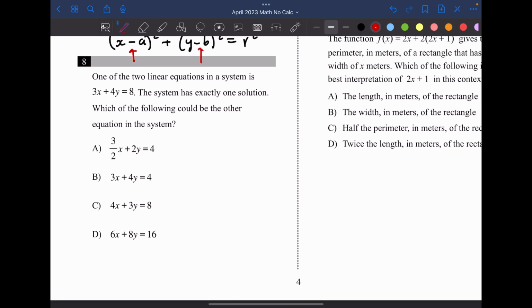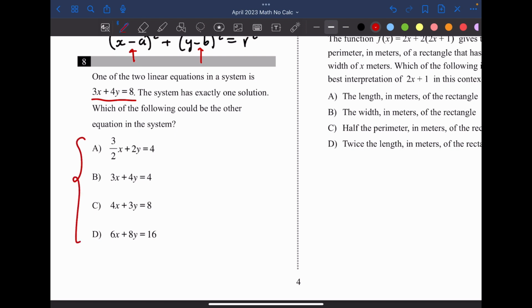Question number 8. One of two linear equations in a system is this. So that's the first equation. And then the system has exactly one solution. So there is a possible solution to the system of equations. And it says, which of the following could be the other equation in the system?